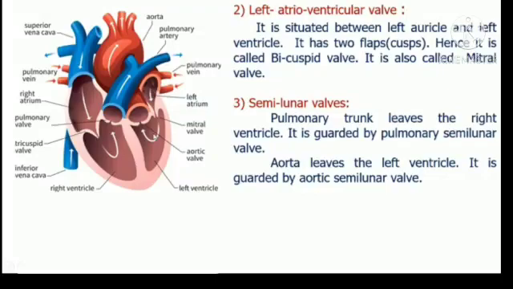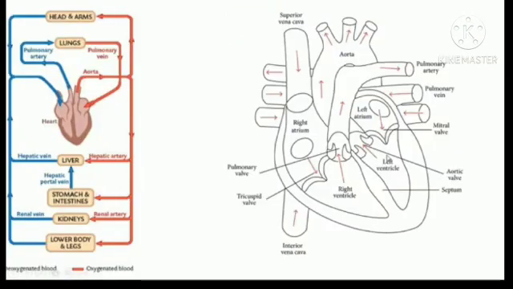Second is the left atrioventricular valve. It is situated between the left auricle and left ventricle. It has two flaps. It is called the bicuspid valve. It is otherwise called the mitral valve. Third is the semilunar valves. The pulmonary trunk leaves the right ventricle. It is guarded by the pulmonary semilunar valve. The aorta leaves the left ventricle. It is guarded by the aortic semilunar valve. By seeing this diagram, you can easily draw the working and the structure of the heart.